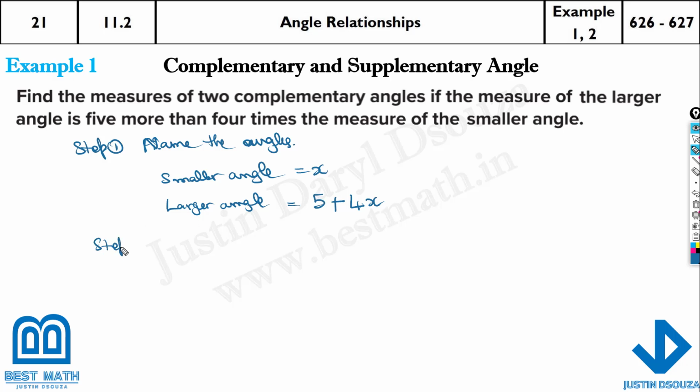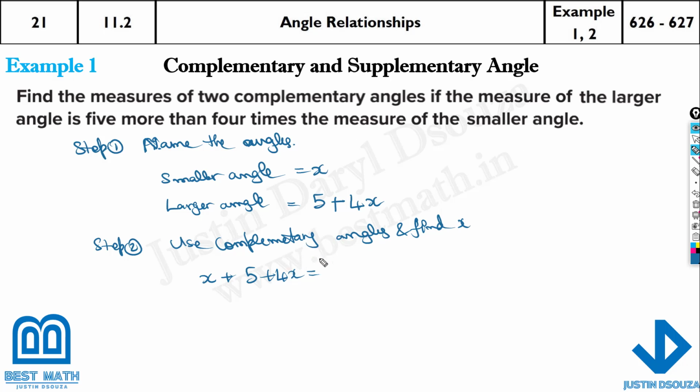Now step 2, use complementary angles and find x. So here, when we add these up, complementary means x plus 5 plus 4x. This must be equal to what? It must be equal to 90 degrees. Complementary is 90 degrees. So we'll solve this.